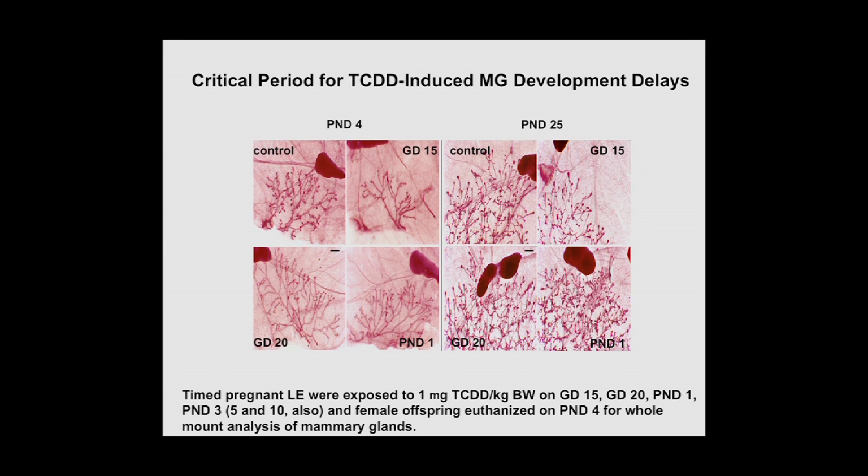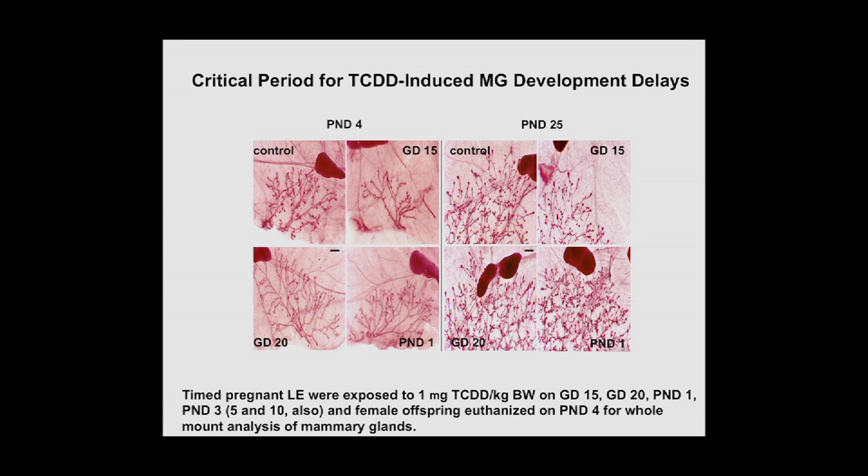We know that exposure during the time of breast bud development, so if we gave a single exposure of dioxin to animals on day 15 of pregnancy, of a 21-day pregnancy in a rat, so about 6 or 7 days before birth, they had one exposure.